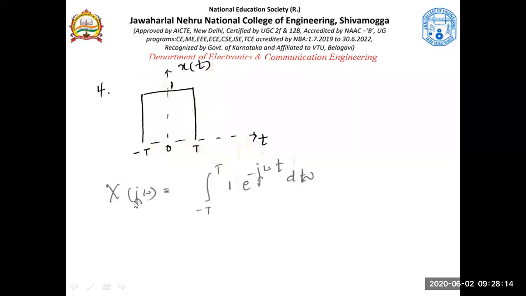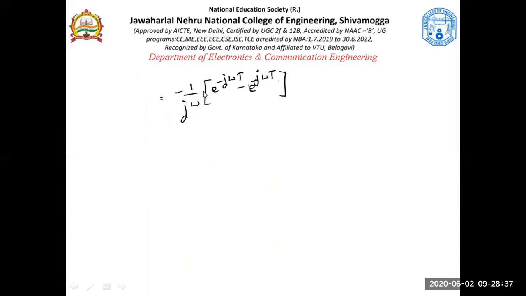Find x of j omega, again the same, and it is 1 from where to where? It is 1 from minus t to plus t along with this exponential which is there in the equation for x of j omega. Fine, just integrate this and apply the limits. Okay, integration of this is this. And we are applying the limits, and after application of limits it looks like this. And just arrange this in a proper form.